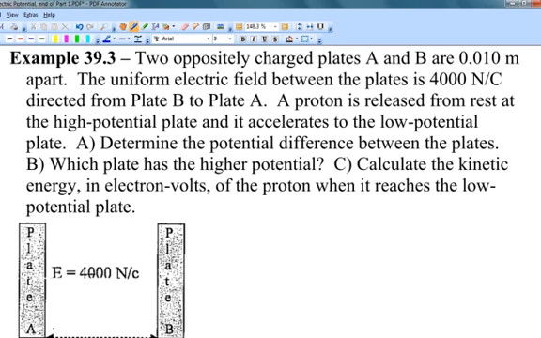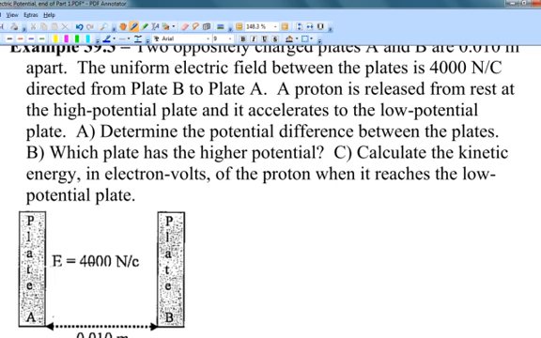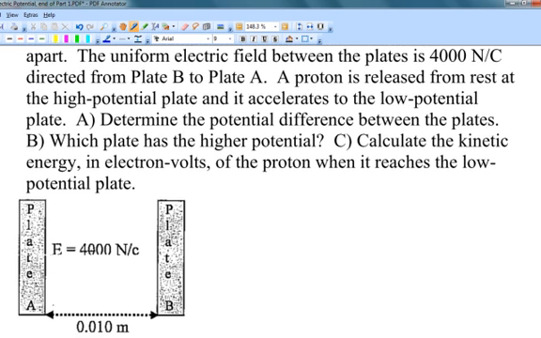Two oppositely charged plates, A and B, are 0.01 meter apart. The uniform electric field between the plates is 4,000 newtons per coulomb, directed from plate B to plate A. A proton is released from rest at the high potential plate and accelerates to the low potential plate.